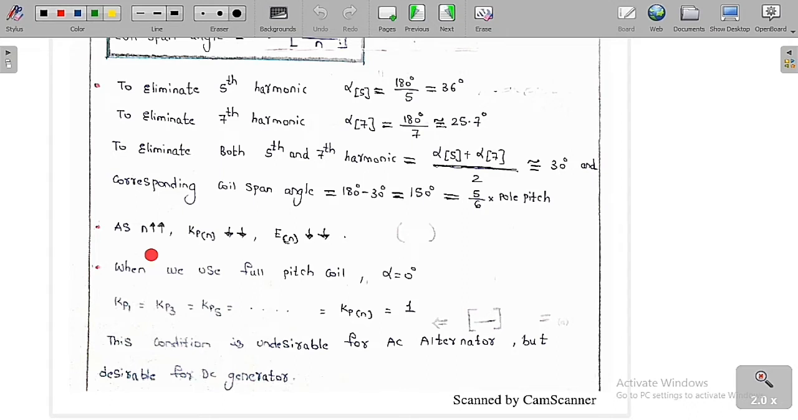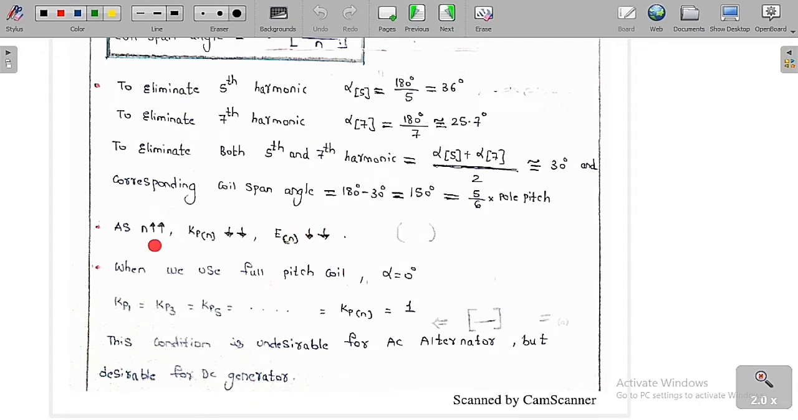As the harmonic number n increases, what happens to the pitch factor for the nth harmonic? The pitch factor is cos of n alpha by 2. As n increases, n alpha by 2 increases, so the cos value will decrease, because as the angle increases, the cos function decreases. Therefore, the pitch factor will decrease. So as the harmonic number increases, the pitch factor corresponding to that harmonic will decrease. As the pitch factor decreases, the EMF induced for that harmonic is also going to decrease, because it is directly proportional to the nth harmonic pitch factor. As the nth harmonic pitch factor decreases, the EMF induced because of that harmonic is also going to decrease.